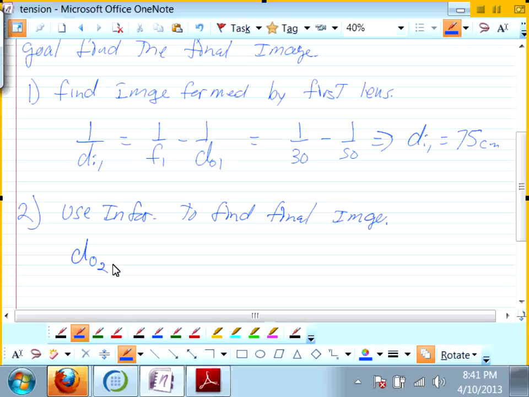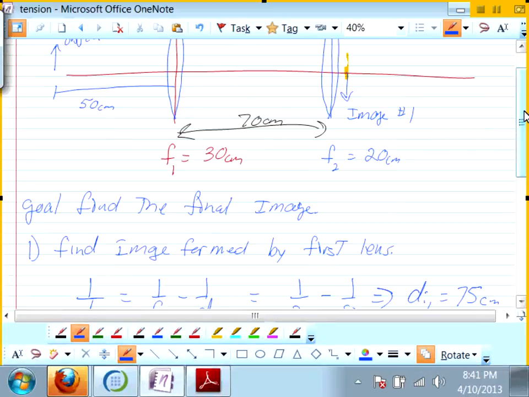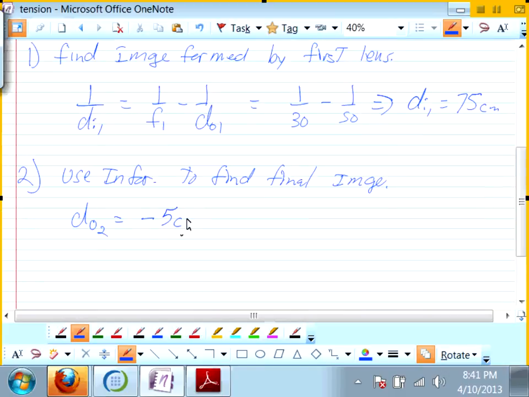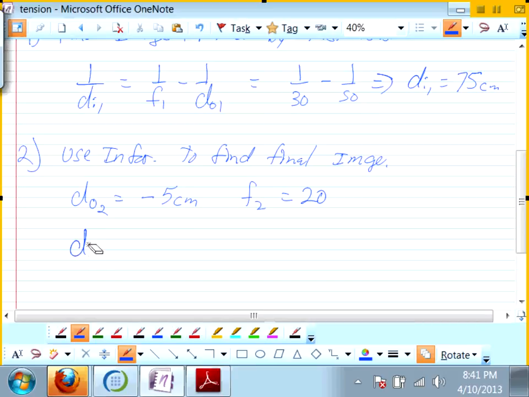So we need a DO2. Where is our object? Where is the object for the second lens? It's a -5 because it's on the other side of that lens. So, well, we didn't have negative object distances for mirrors. Here's a situation with lenses where we can have negative object distances. DO2 is equal to -5 centimeters. F2 is 20.